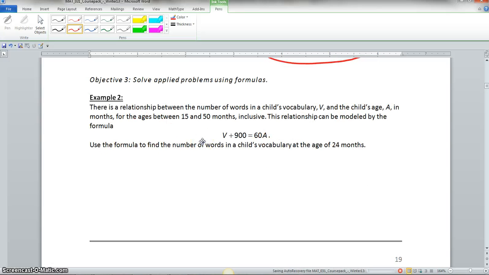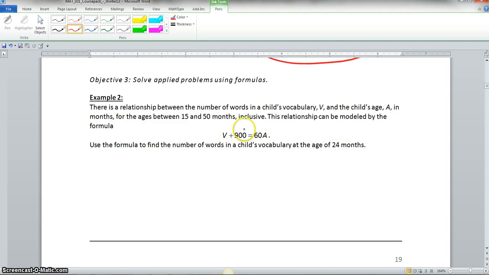Now we look here at objective 3. It says solve applied problems using formulas. Example 2. There's a relationship between the number of words in a child's vocabulary, V, and the child's age, A, in months. For the ages between 15 and 50 months inclusive, this relationship can be modeled by the formula V plus 900 equals 60 times A. Use the formula to find the number of words in a child's vocabulary at the age of 24 months.